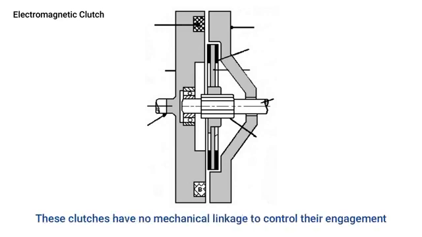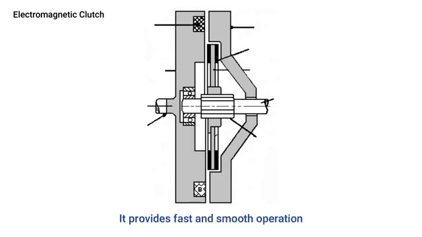These clutches have no mechanical linkage to control their engagement. That's why they provide fast and smooth operation. The electromagnetic clutches are most suitable for remote operation. That means you can operate the clutch from a long distance.